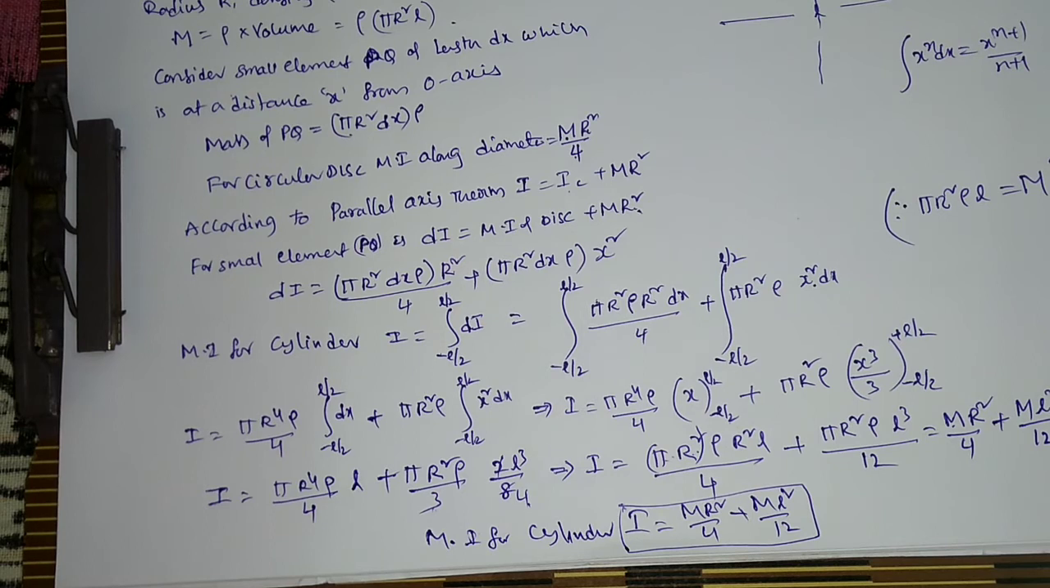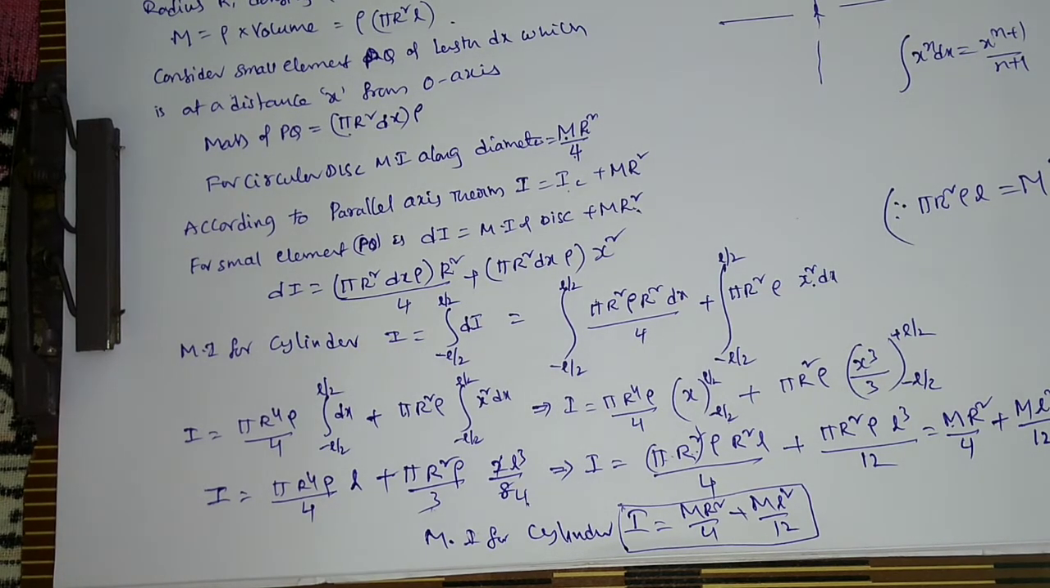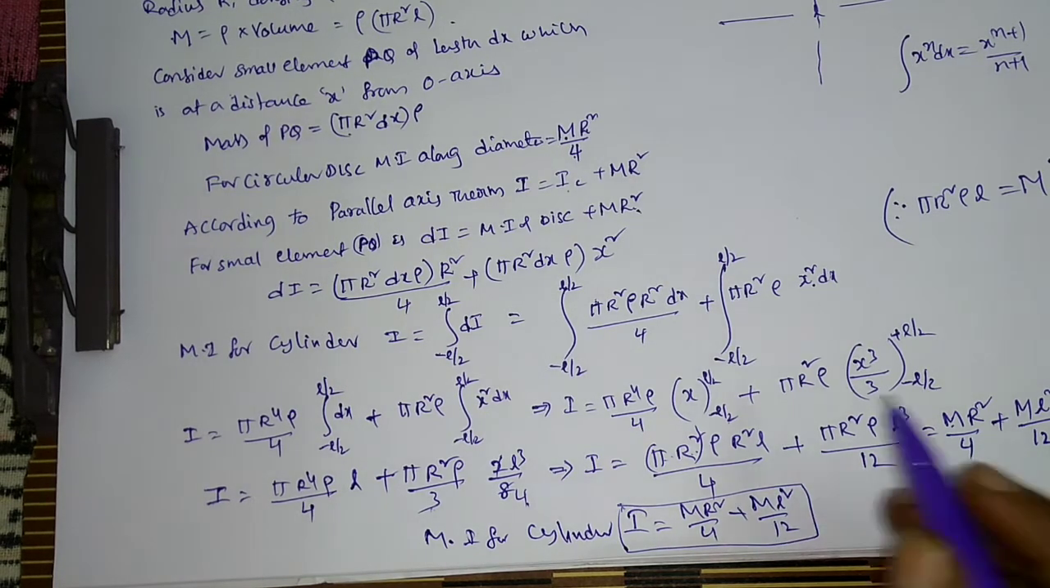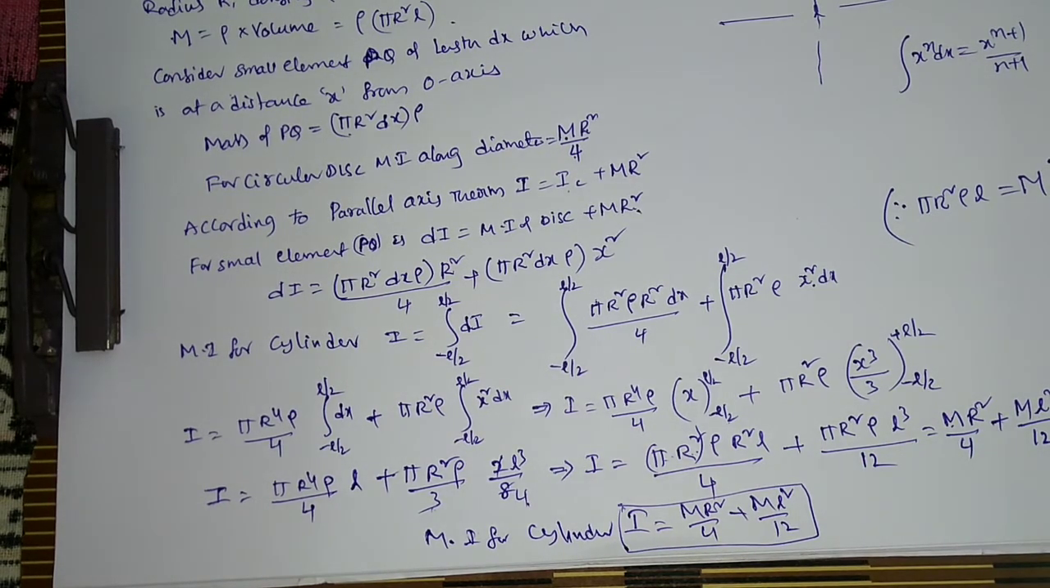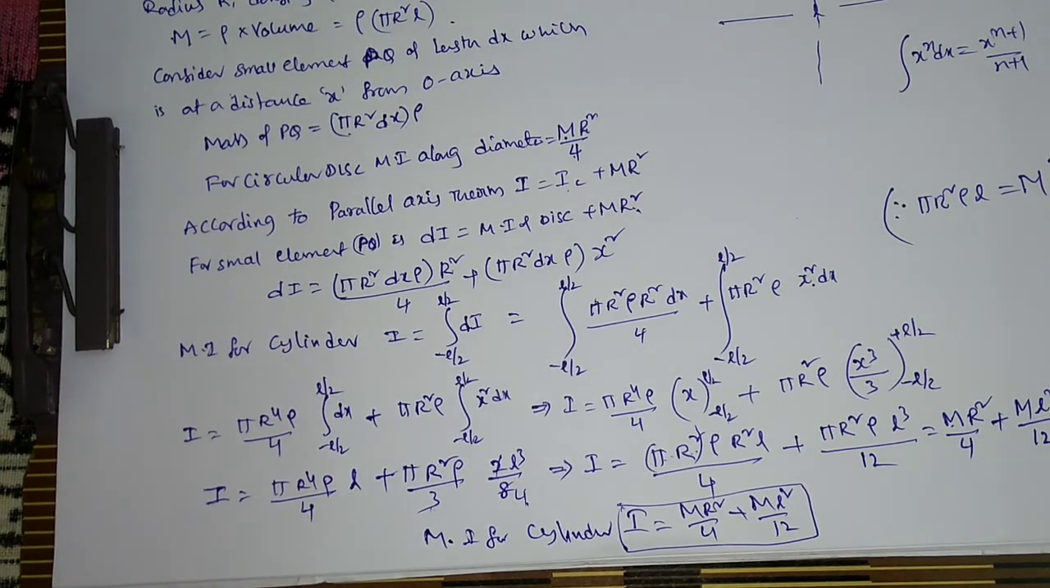Along any axis, the common thing for the cylinder, like the common thing for the thin rod, is m r square by 2. So along its own axis, that means m r square by 2. That is the formula for the moment of inertia of a cylinder.